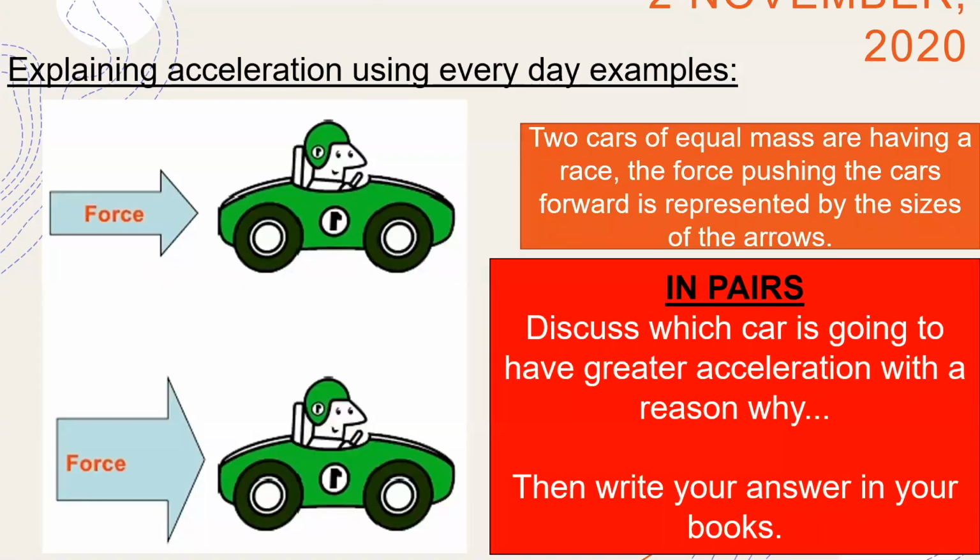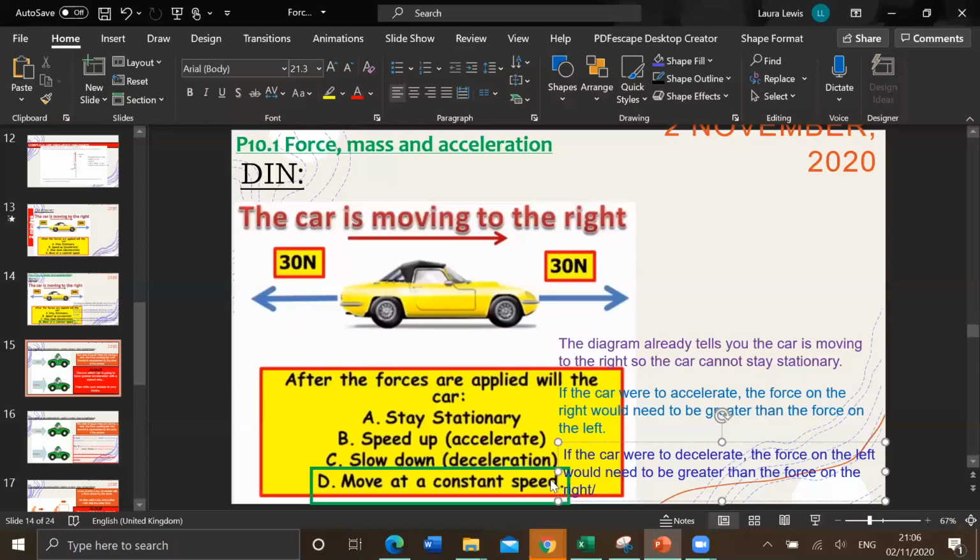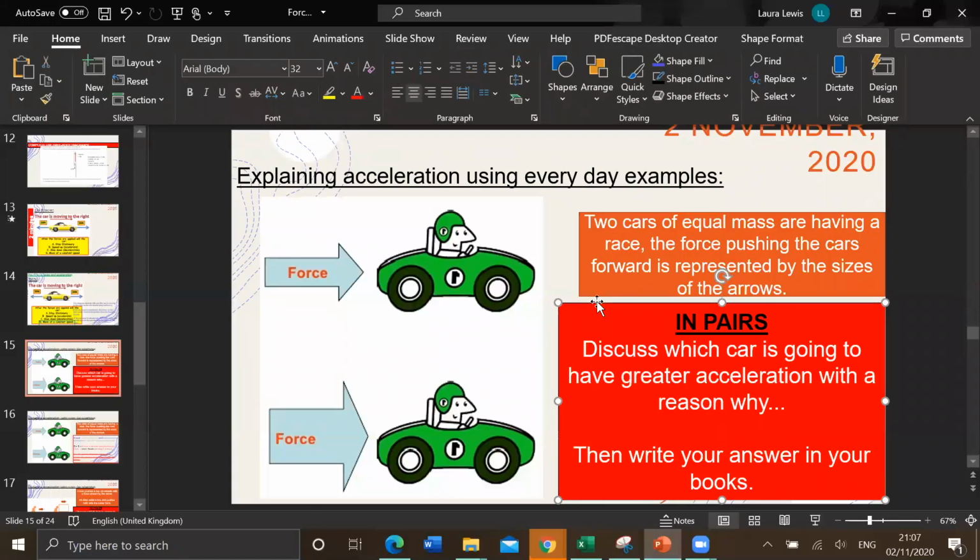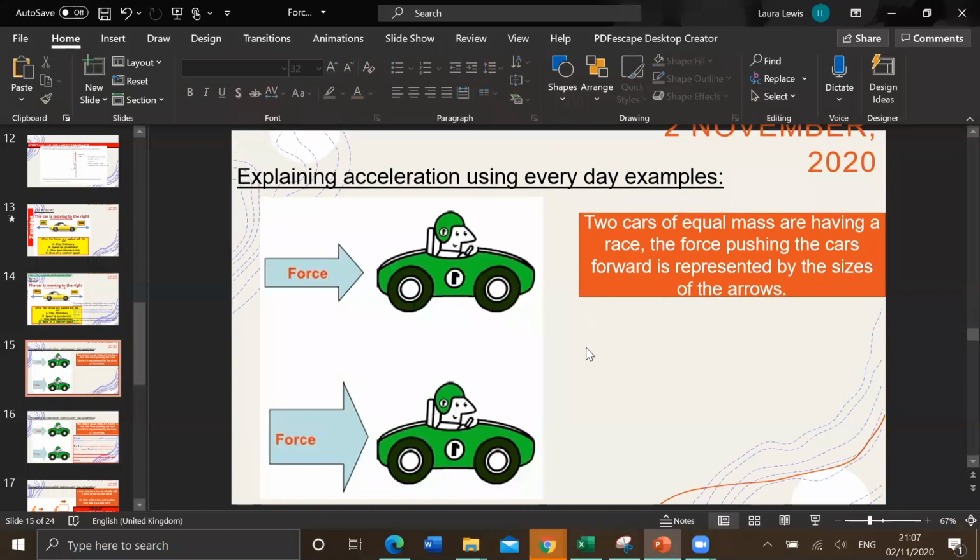Okay. So there's two cars of equal mass having a race. The force pushing the cars forward is represented by the size of the arrows. So you could discuss, you might possibly be on your own there, or you could work with someone else. You can discuss what would happen to the two cars.